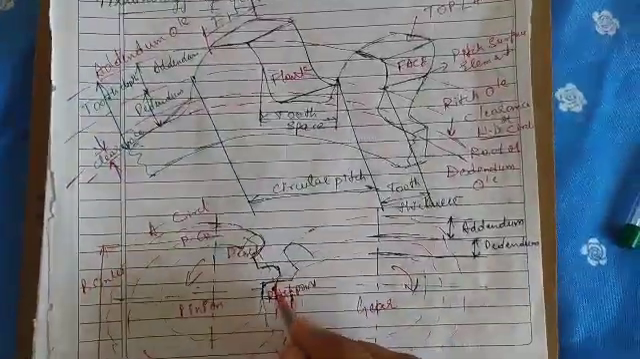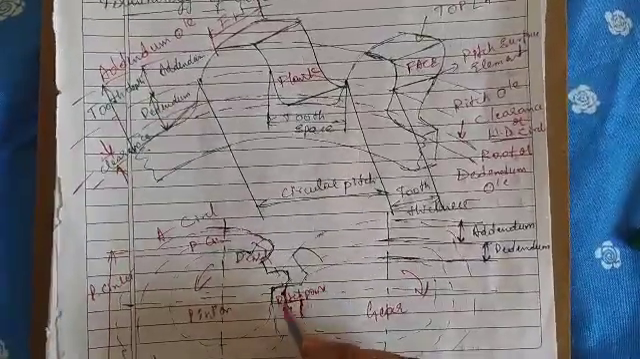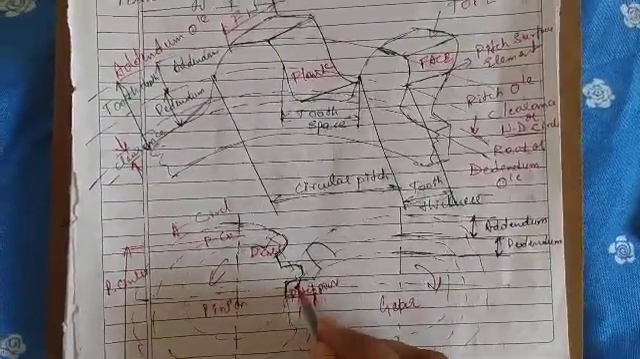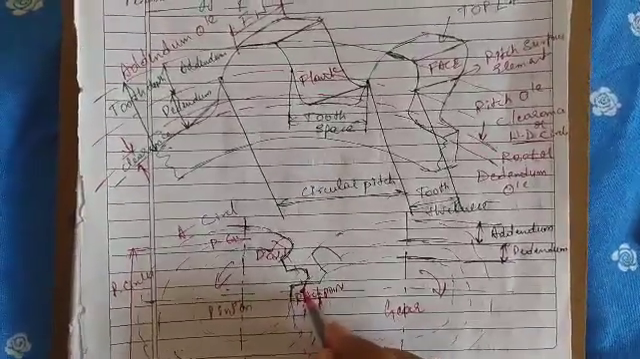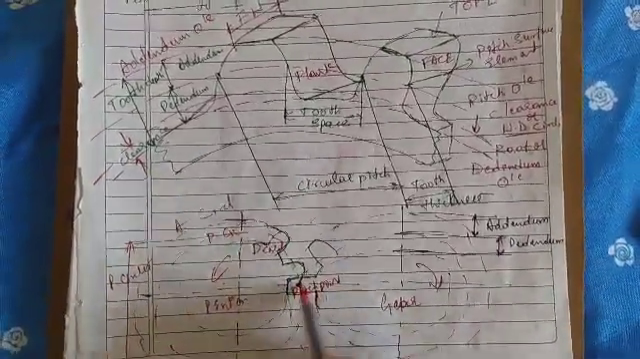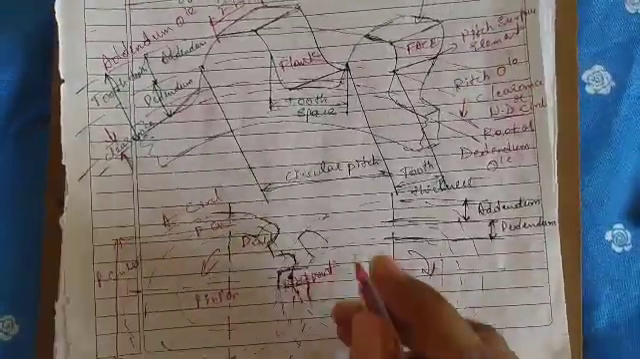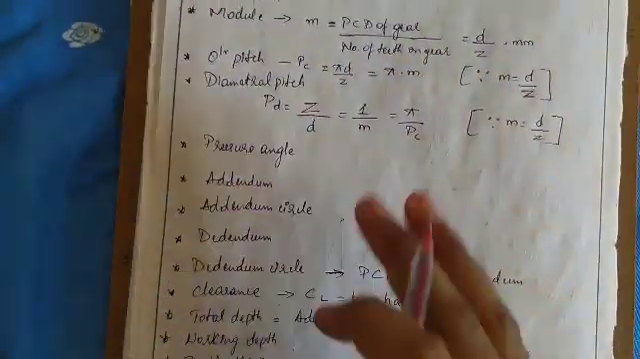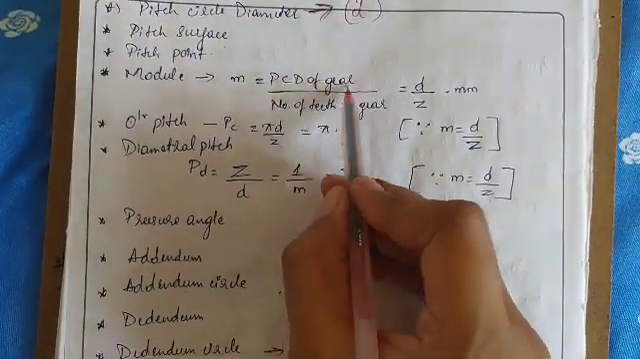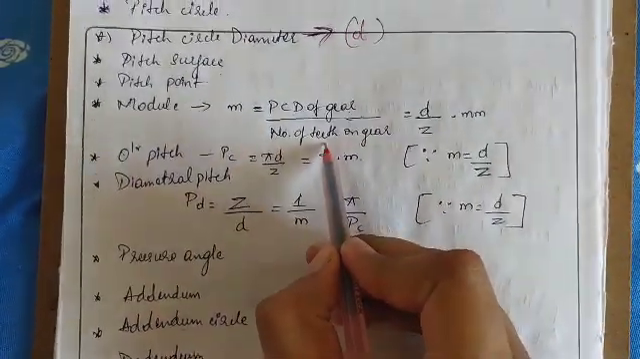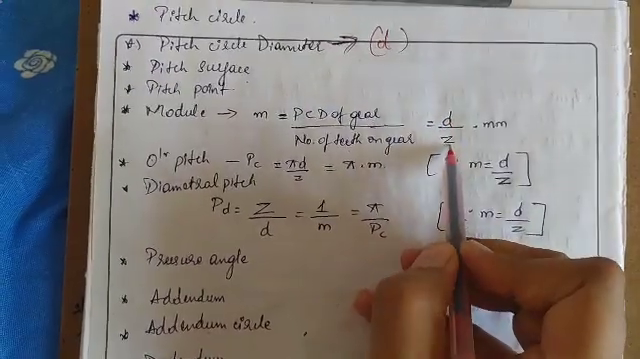And the pitch point is the point of contact between the two pitch circles. I have shown it here: the two pitch circles of the mating gears, pinion and gear, and the mating point we call the pitch point. And the module m is the ratio of the pitch circle diameter of the gear divided by the number of teeth on the gear, that is d by z.